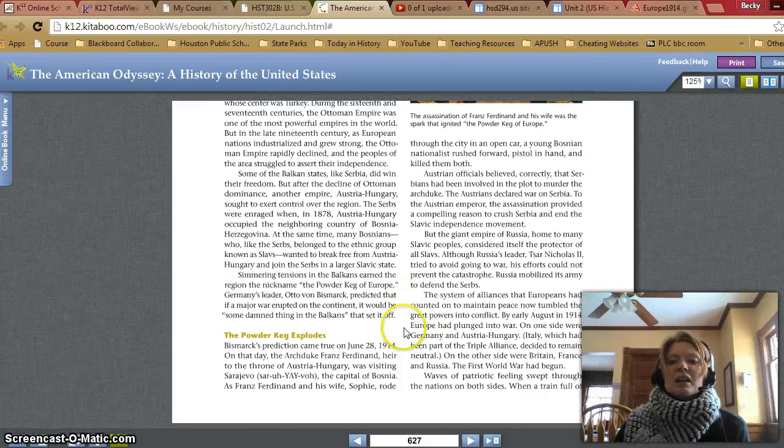By early August in 1914, Europe had plunged into war. On one side were Germany and Austria-Hungary. Italy, which had been part of the Triple Alliance, decided to remain neutral. On the other side were Britain, France, and Russia. The First World War had begun.